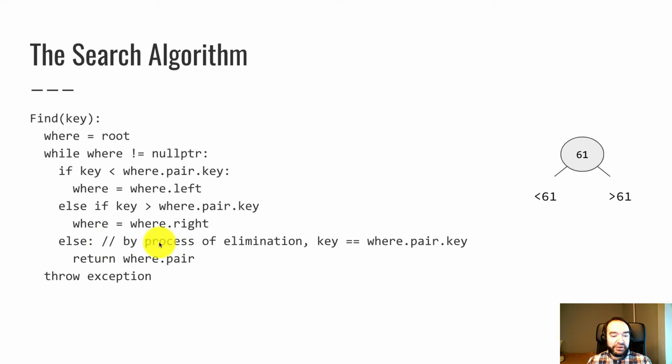And otherwise, by process of elimination, we know that key is equal to where's key. We don't need to check that key is equal because if a comparison is not less than and it's not greater than, by process of elimination, it has to be equal. So at that point, we know we have a successful search and we return the pair in that node. So now we're going to turn this into code.